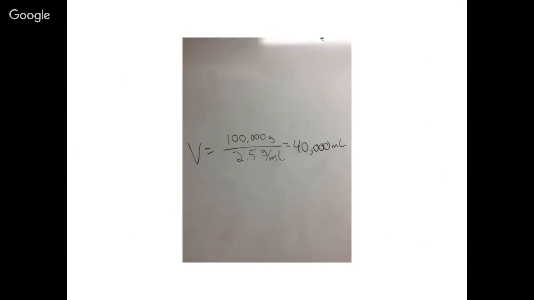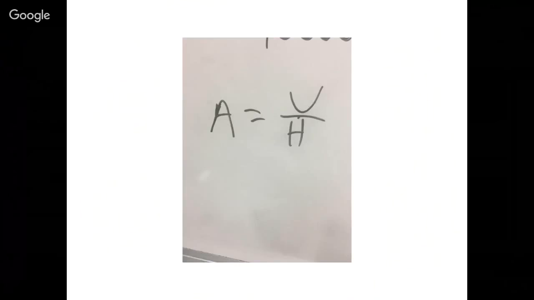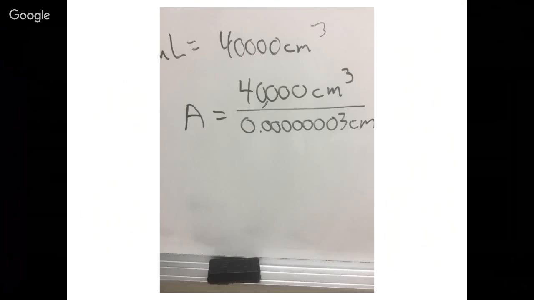Now on the sheet, it asks for cubic centimeters, and you have to know that milliliters and cubic centimeters are the same thing. So 40,000 milliliters is equal to 40,000 cubic centimeters. So now we have the volume, we have the height or the thickness we calculated a couple minutes ago. We can use those two things to find the area, which is what we want for our final answer. So we put our volume, 40,000 cubic centimeters, on top. We put our thickness, 0.0000003 centimeters, on the bottom.